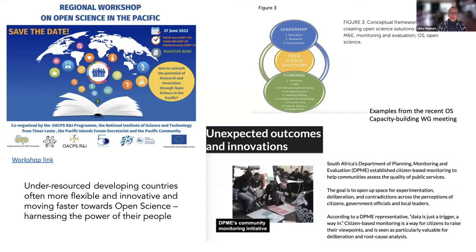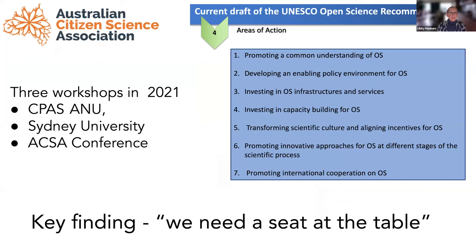If you actually look at some of the least resourced and some of the developing countries, you can see that they're probably further down the road than countries like Australia, for instance, in terms of approaching open science and integrating open science in what they're doing. These are some examples from Africa and also going back to our Pacific communities again. And we need to look at that and we can learn from them too.